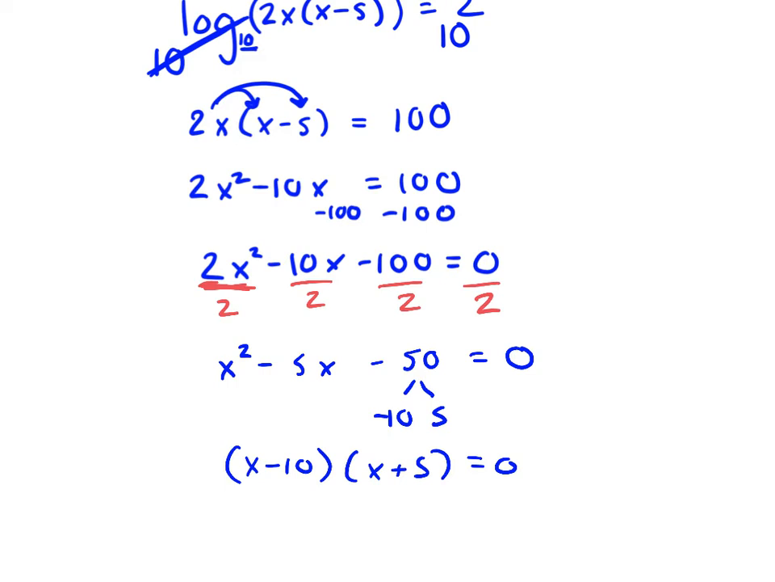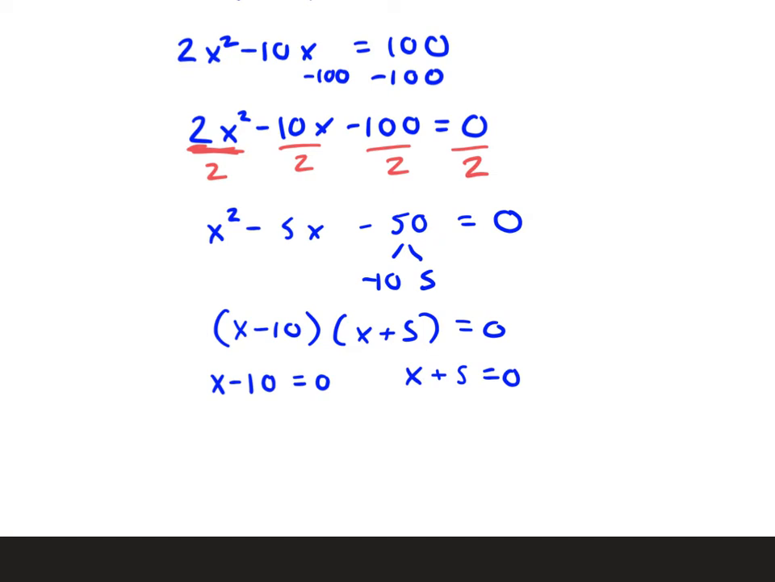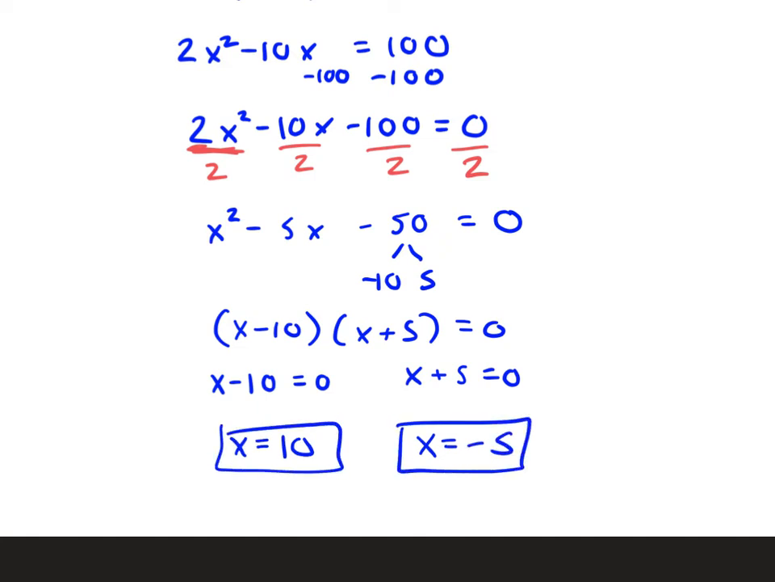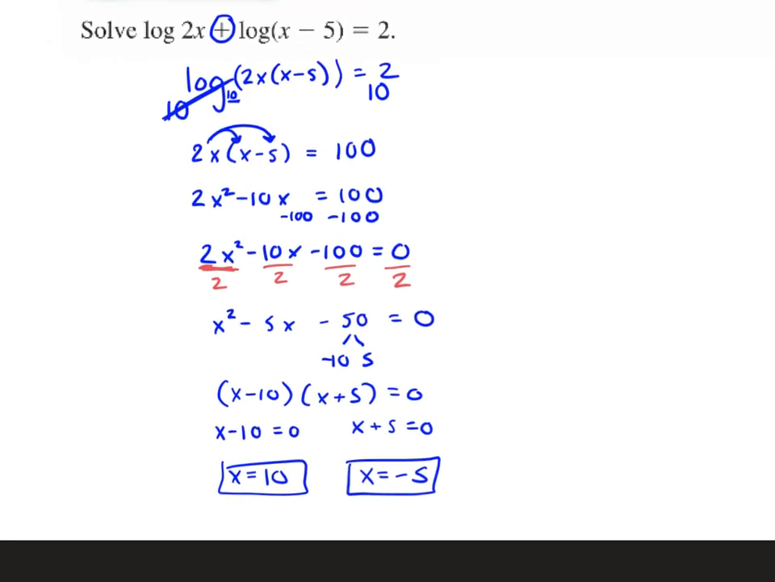How do we solve for x? Set each part equal to 0. x minus 10 is equal to 0. x plus 5 is equal to 0. So what do we get for x? x equals 10 and x is equal to negative 5. Awesome. This one was a bit tricky, but you guys killed it. Good job.